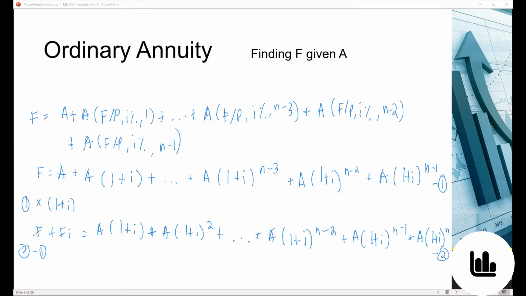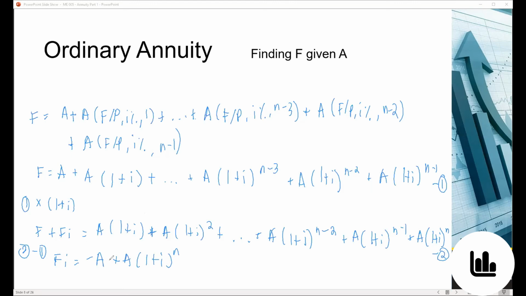So pag sinubtract natin to dito, magka-cancel out yung F, matitira sa'yo Fi. Tama? Then you will have minus A, dahil ito yung sinubtract natin, di ba? Tapos ito magka-cancel out lang tong mga pare-parehas hanggang n minus 3, n minus 1. You will be left with plus A(1 plus i) raised to n. Ito na lang, yung last term na lang matitira sa'yo.